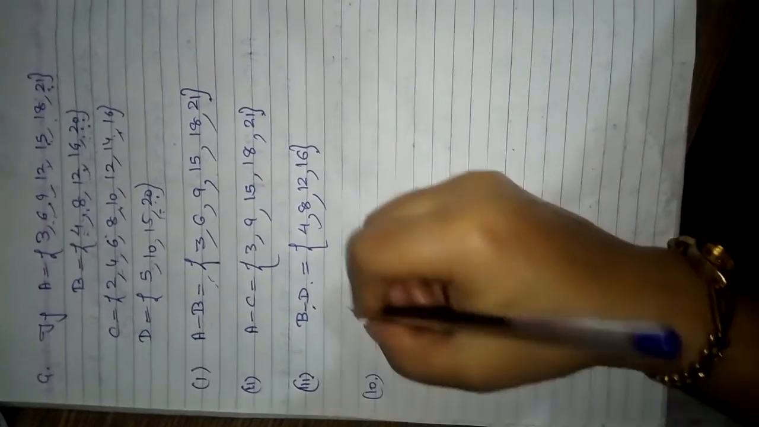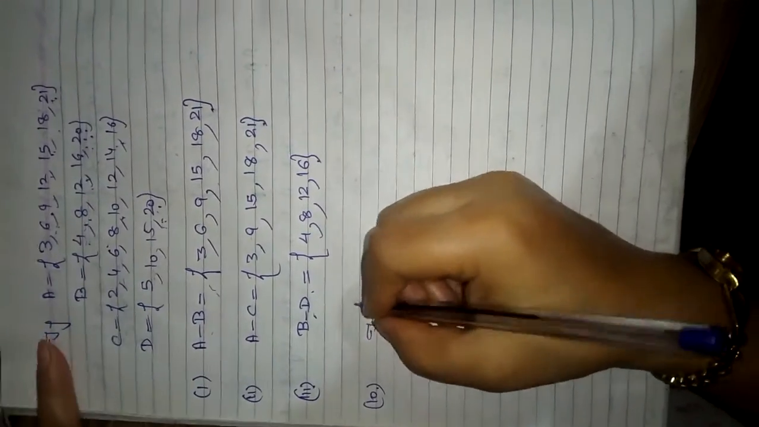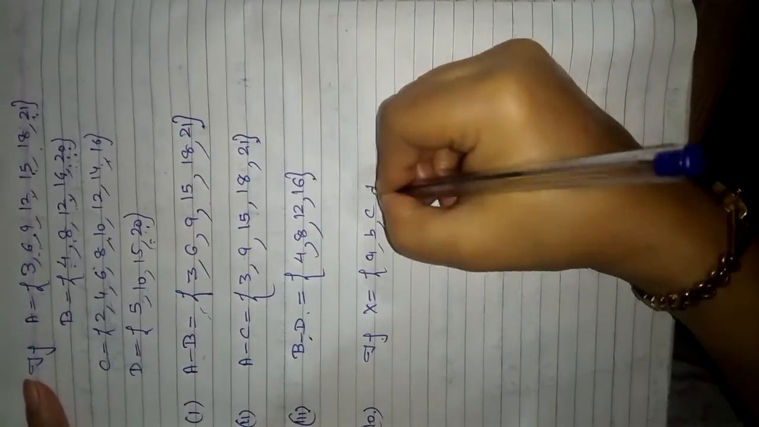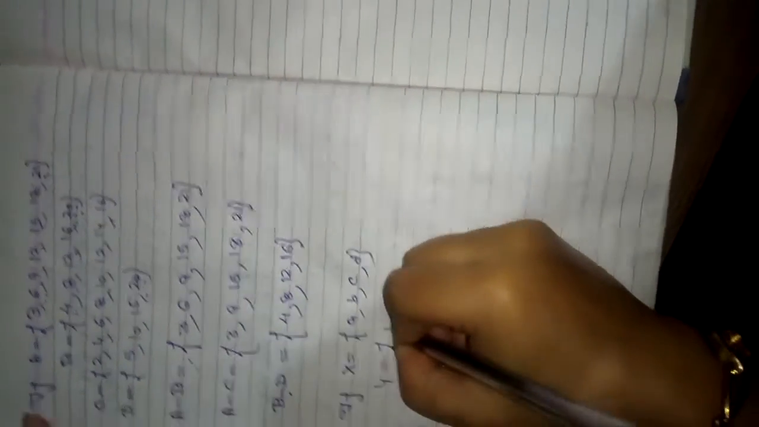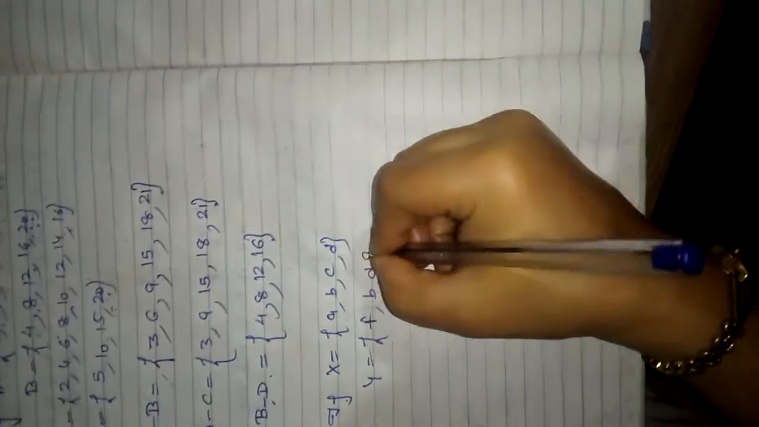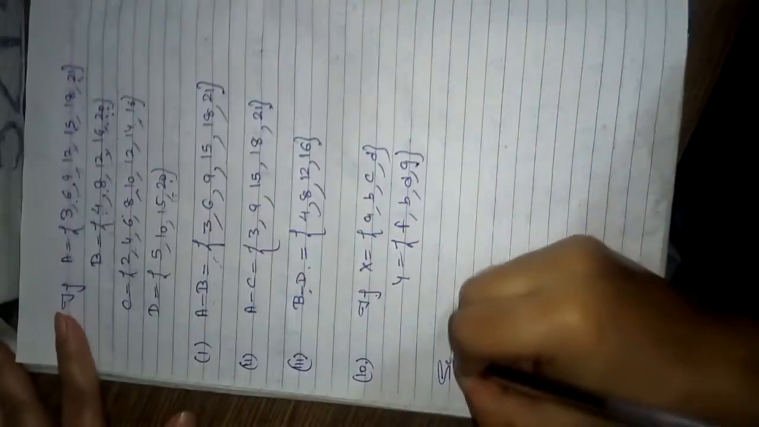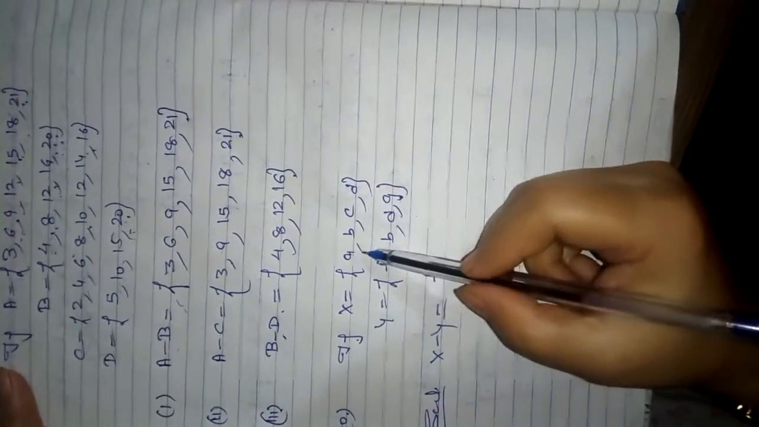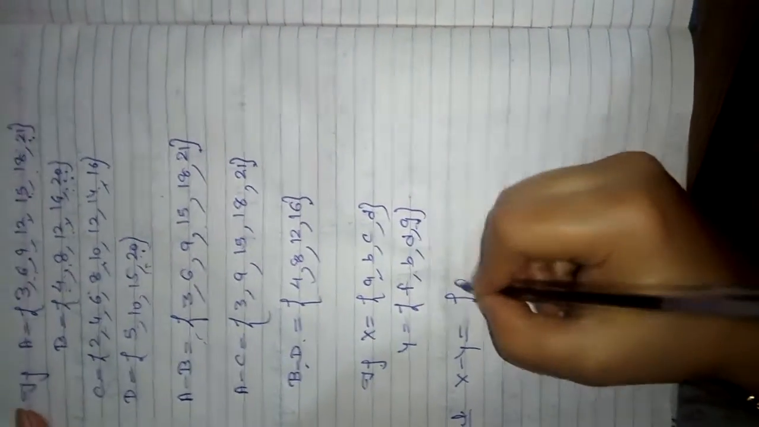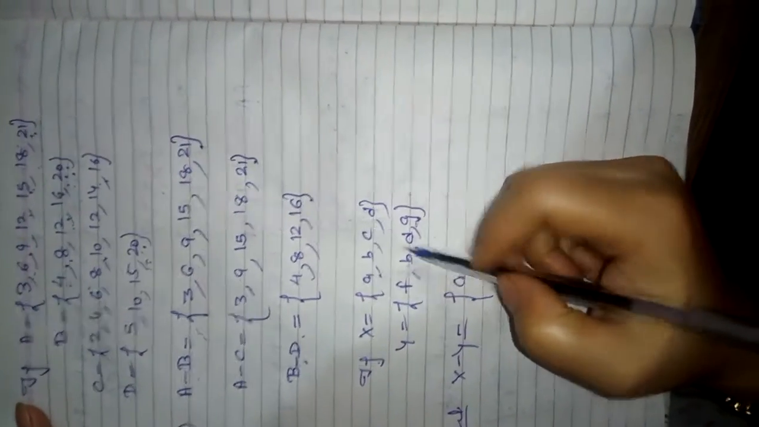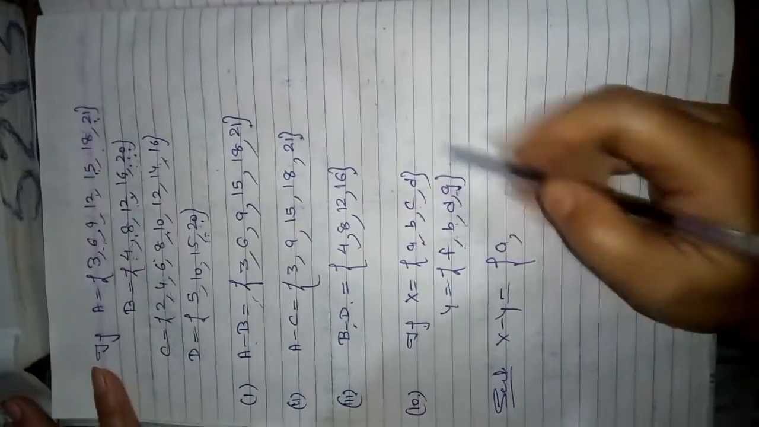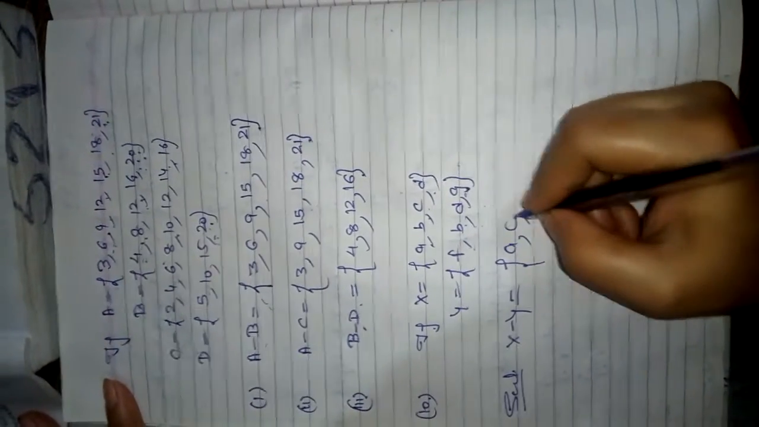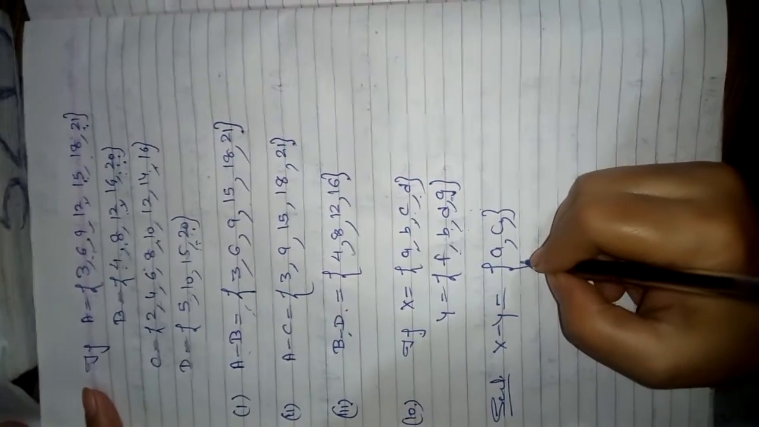Now question number 10. The 10th question is also like this. You have to find out the difference. X is {A, B, C, D} and Y is {F, B, D, G}. You have to find out X minus Y. Now X minus Y means A is not present in this set, so A will come. B is present here, so we will not write B. C is also not present here, so C will be written. Then D is also present here. So what is coming here? X minus Y is {A, C}.